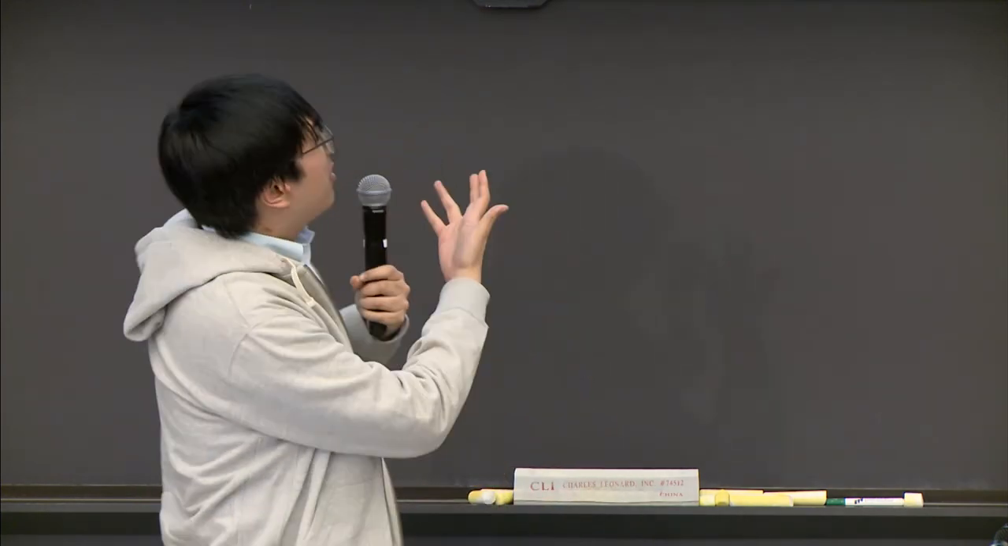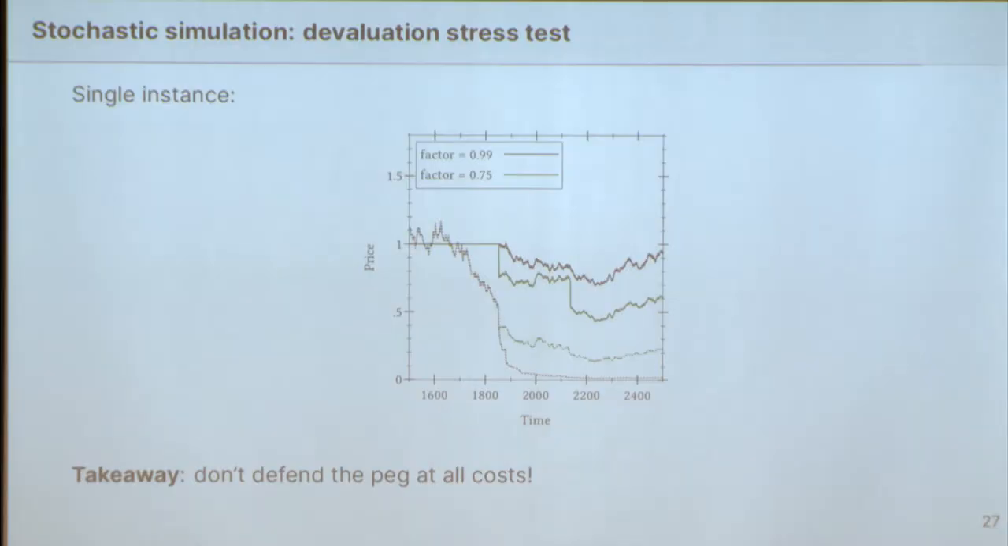And this, again, ties into the fact that since we can't hold any backing assets, we have to accept that in crises something bad is going to happen, and we can only mitigate the effects by not trying too hard to defend the peg. So for example, this is one instance of my simulation.